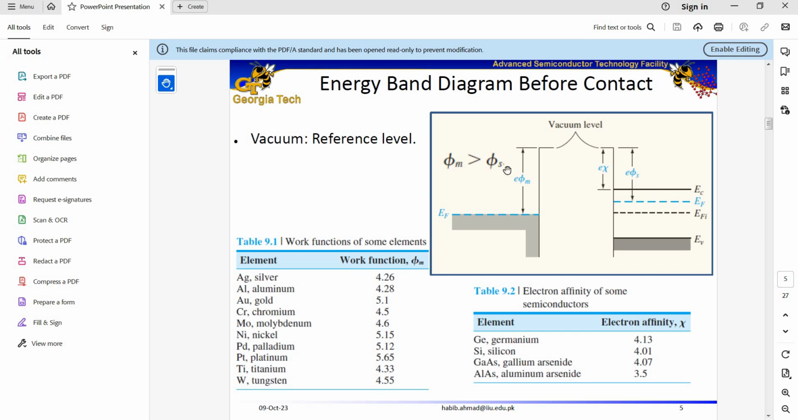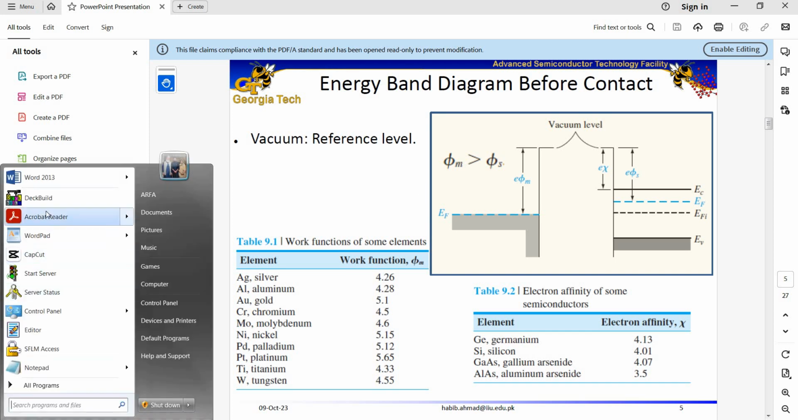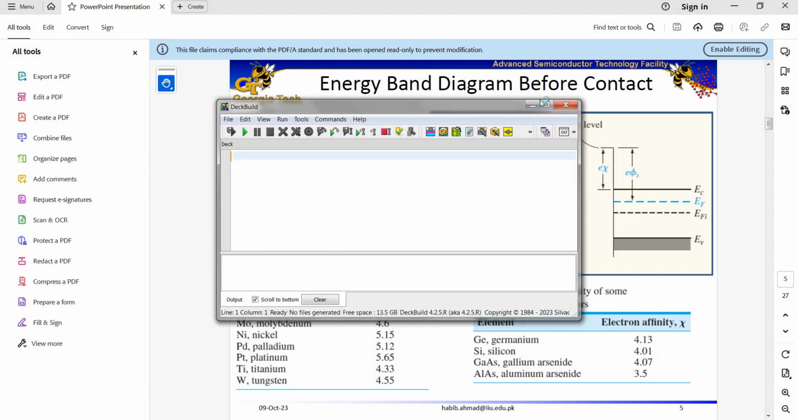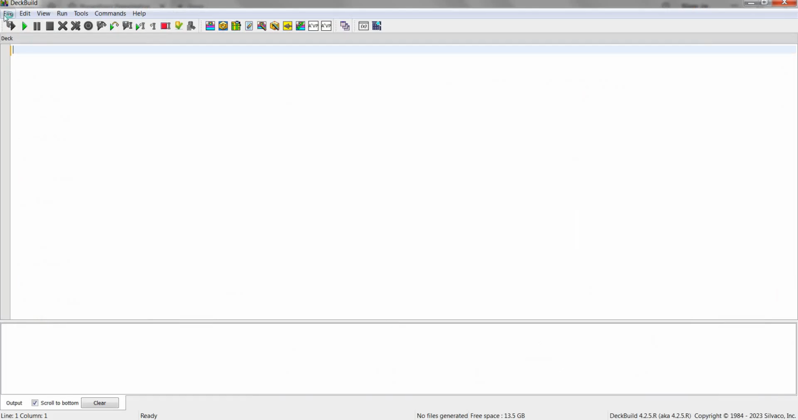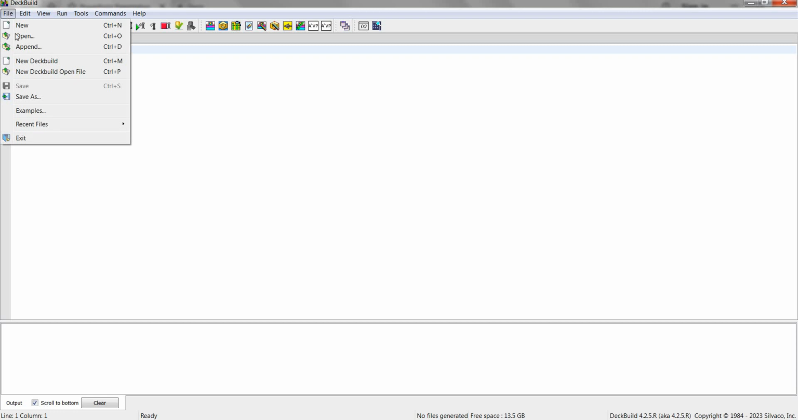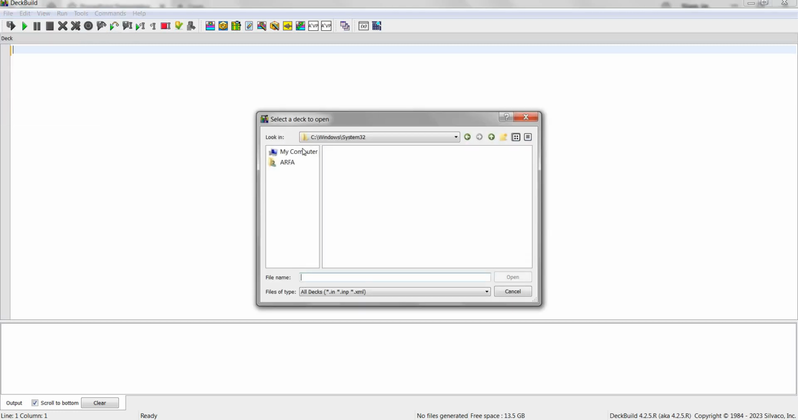Now, in order to form a Schottky junction on N-type gallium nitride, the metal work function should be greater than the semiconductor work function. So in this example, I assume a metal having a work function of approximately 5.5 electron volts. Let us consider that example in Silvaco TCAD. Let us run the environment of Silvaco TCAD. Here is the environment of Silvaco TCAD, and I have already written a code for this. So let me open the code.